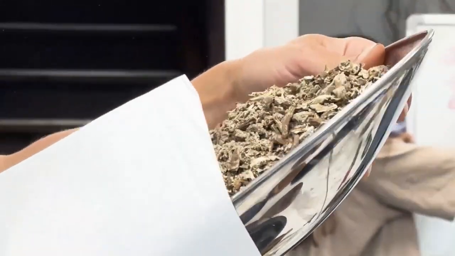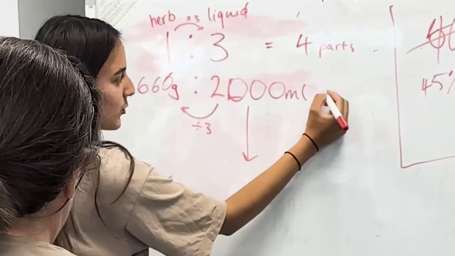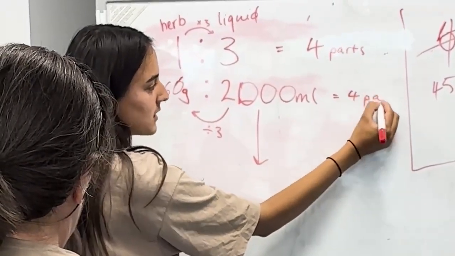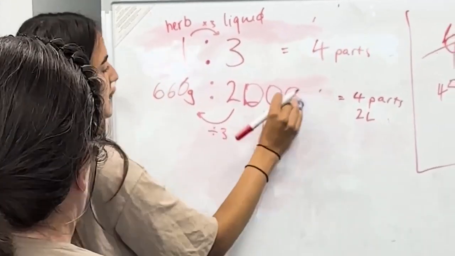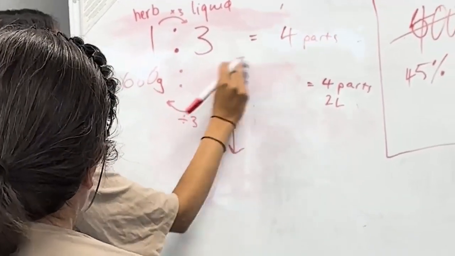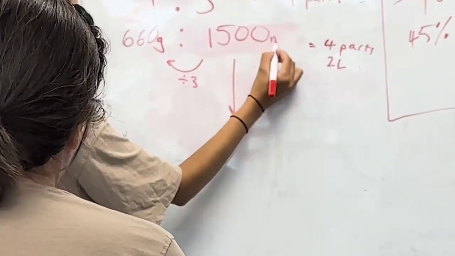So we're doing one in three. Then you have to work out this because you're doing one part herb to three parts liquid. So this you also need to make into four parts. We've got a 2 litre capacity. So then this we would change to 1,500 mils.